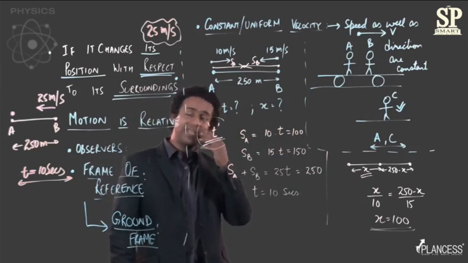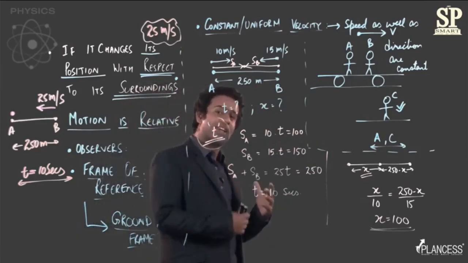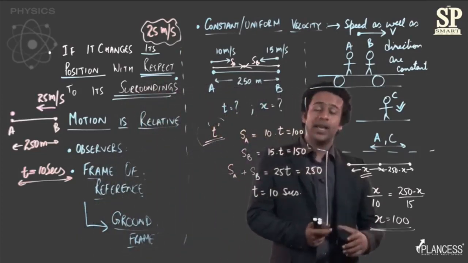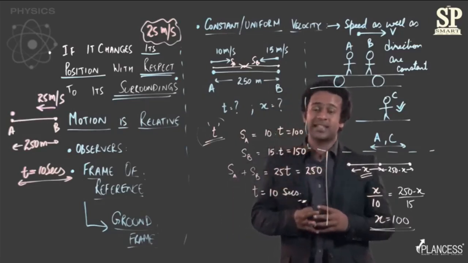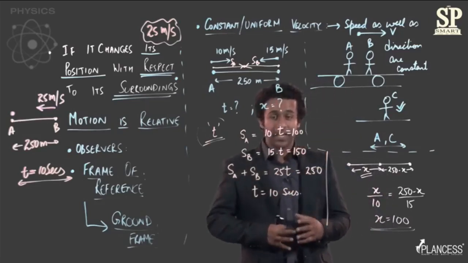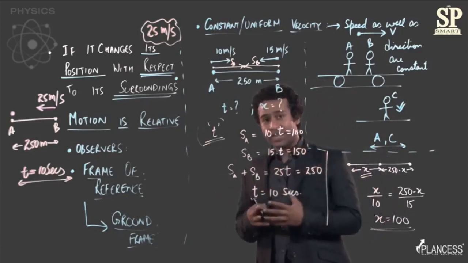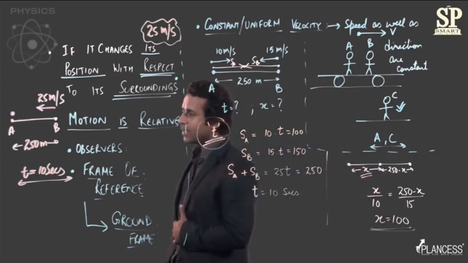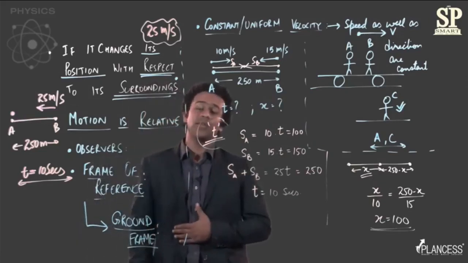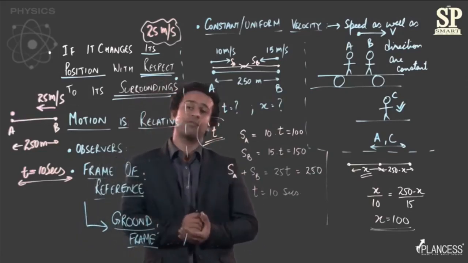Right. So in this session, we understood the definition of motion. We understood that motion can only be described after specifying the observer, that is, who is observing the entire event. Right. So in the next session, we will now look at the equations of motion.